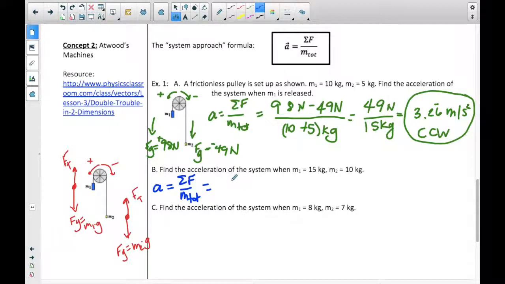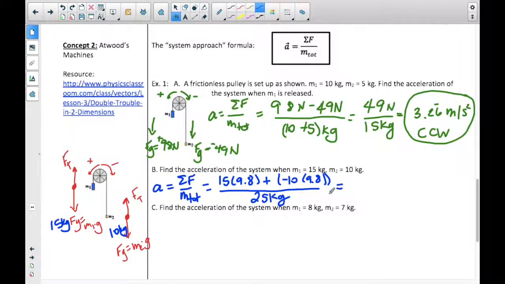Our total force, so I don't have a diagram here, but maybe I can kind of refer to the one in the margin. Let's say we have 15 kilograms over here, and we have 10 kilograms over here. And so mass times gravity, that's going to be 15 times 9.8, plus the other force, this time it's going in the negative direction, so it's a negative 10 times 9.8. Our total mass altogether is 25 kilograms.